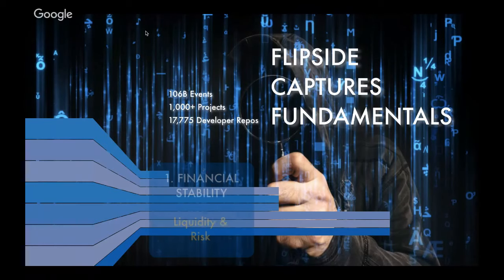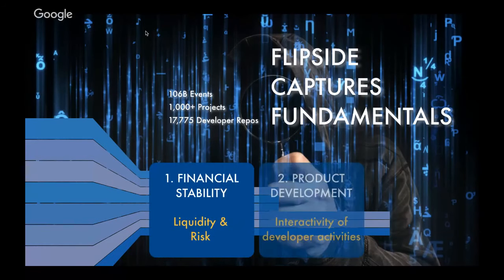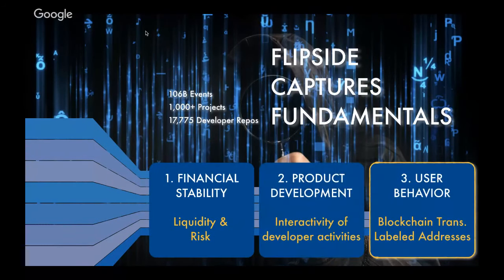And there are 3 core components to what we measure. The first is financial stability. We have metrics that measure forms of liquidity and risk based on price data, exchange data, et cetera. But the 2 key fundamentals that we focus on are product development and user behavior. For product development, we're measuring open source code repositories. We track about 30 different data points, and we look at the interactivity between those.